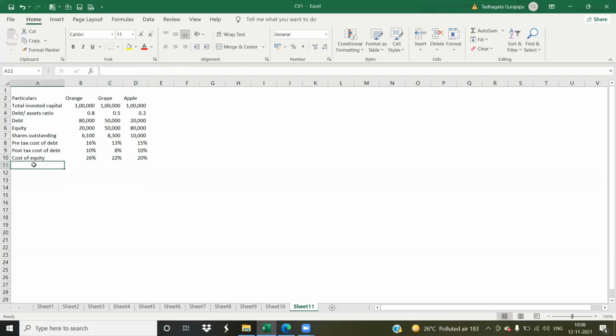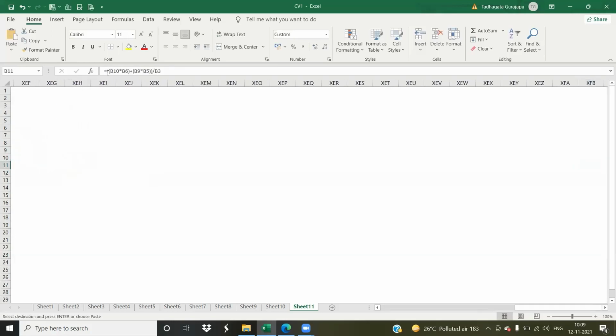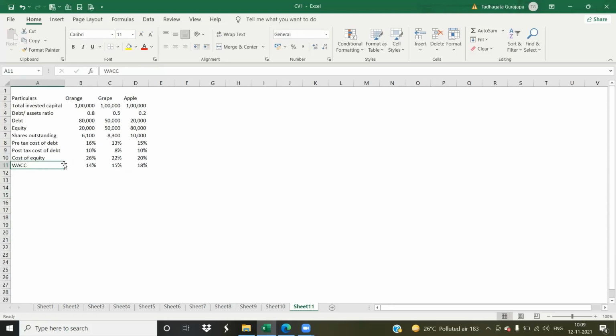Right? Now we have to find out WACC. That is equal to cost of equity into its weight plus post-tax cost of debt into its weight, by total weight. So this is the weighted average cost of capital.